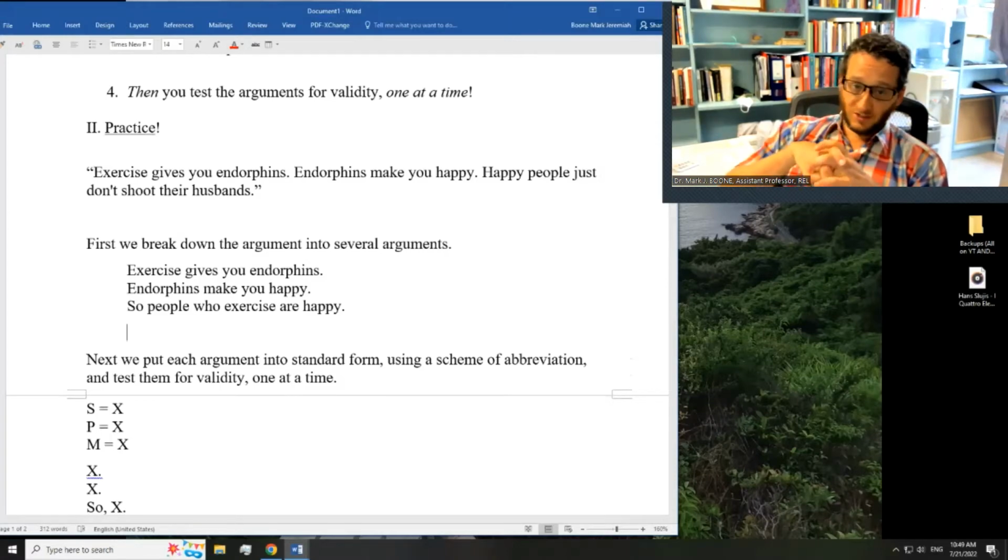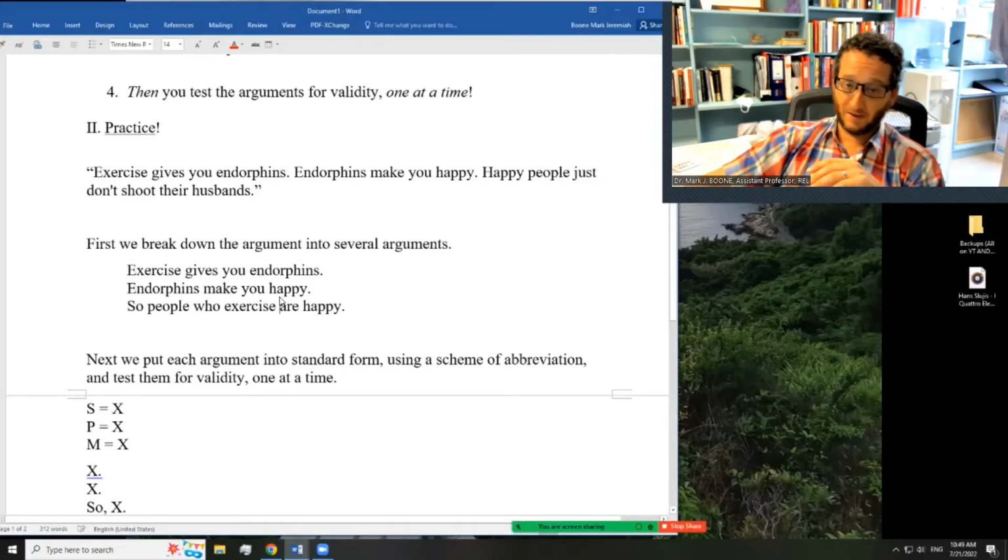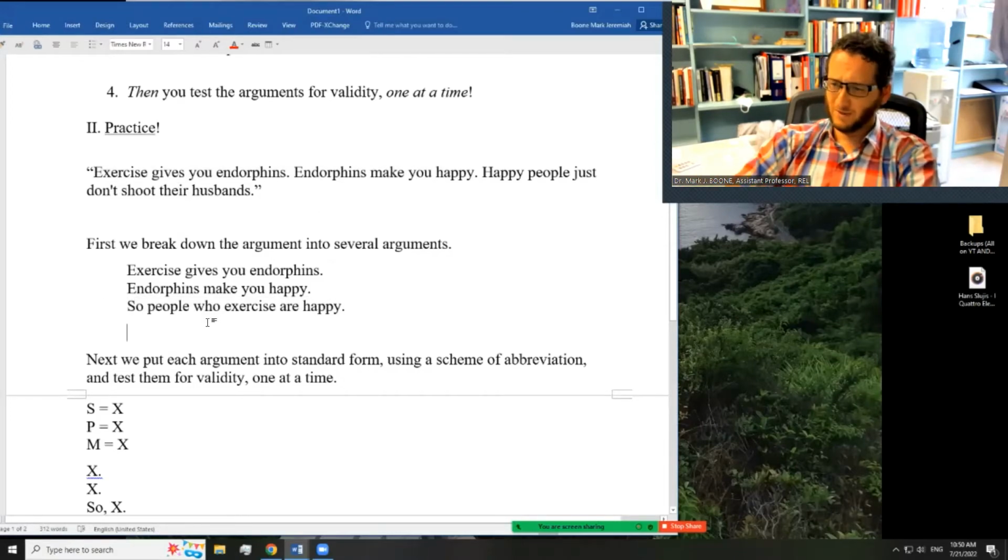A subconclusion is a statement in an argument which is a premise with respect to the final conclusion, but is itself the conclusion to other premises. So the statement, people who exercise are happy, is plainly the conclusion with respect to the premises: exercise gives you endorphins, and endorphins make you happy. But it is a premise with respect to the final conclusion. Let's see how it gets there.